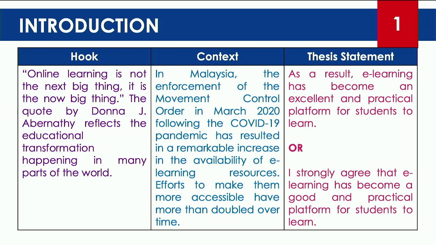Efforts to make them more accessible have more than doubled over time. So here, not only are the resources increasing in number, the efforts to make them easier to access have also doubled. So, what happens as a result? This is where your thesis statement comes in. If you want to use the transition I, you can say, I strongly agree that e-learning has become a good and practical platform for students to learn. Very easy to understand, right?